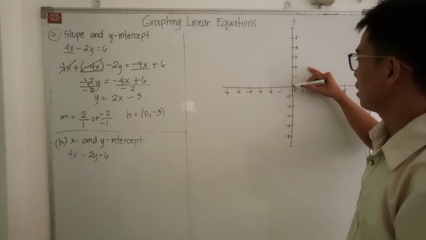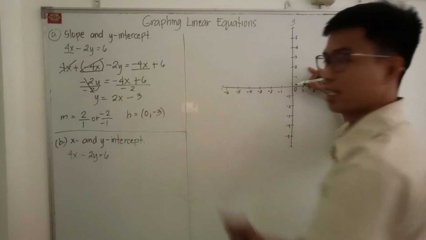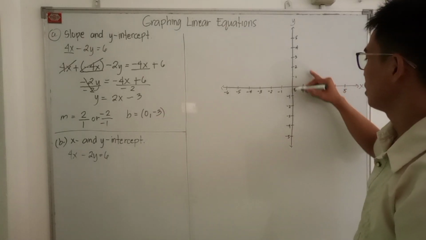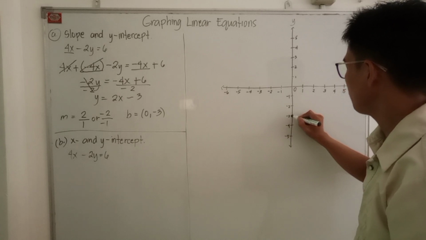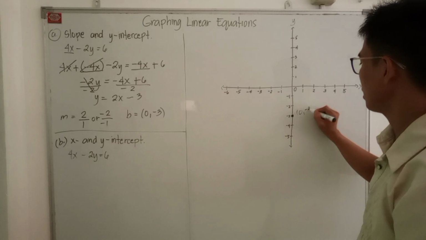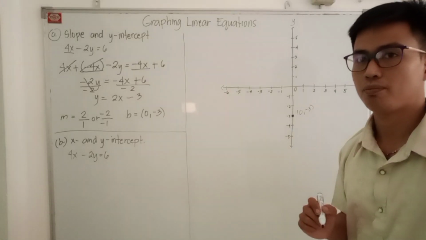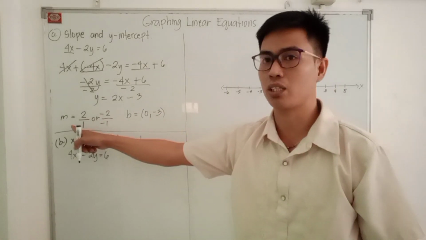And then, count 3 units pababa kasi negative 3. So we have 1, 2, 3. So nandito yung ating unang point, which is 0, negative 3. Then, pag nag-graph na yung y-intercept, proceed na tayo dun sa slope.